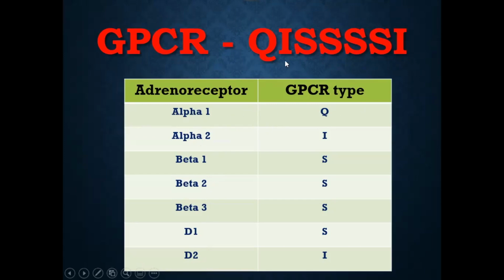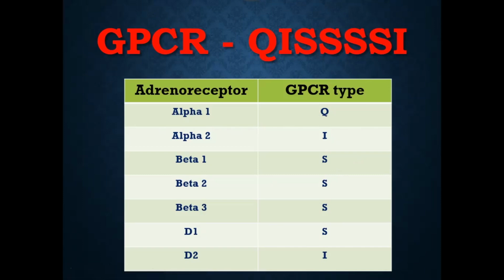Alpha 2 works via Gi. Gi is inhibition, it reduces your cyclic AMP. Gs increases your cyclic AMP, it is a stimulator. Then beta 1, beta 2, beta 3, and D1 work via Gs. Alpha 1 works via Gq, alpha 2 works via Gi, and D2 works via Gi. KISS. This is my mnemonic to remember this.